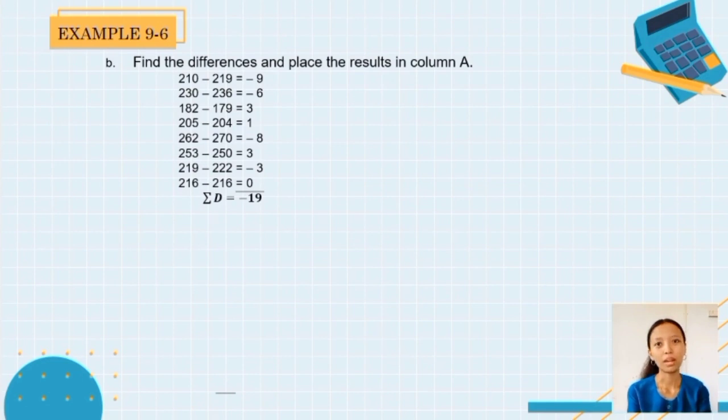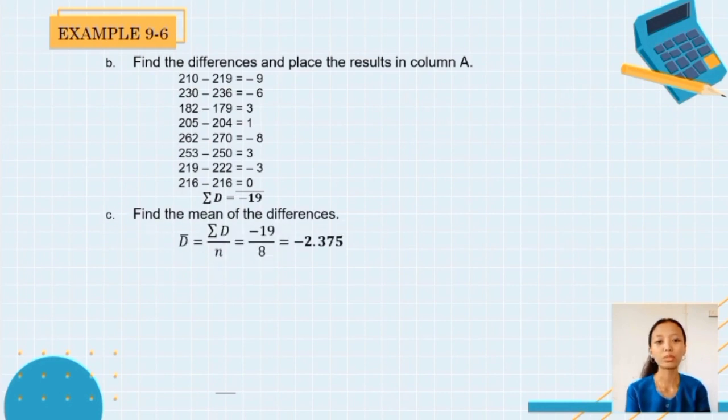So, what is the formula for the differences? D equals X sub 1 minus X sub 2. We are just going to subtract X sub 1, which is 210, minus 219, which is the X sub 2, and it will be equal to negative 9. 230 minus 236 equals negative 6, and so on. And lastly, we are going to add these differences to solve for the sum of D. So the sum of D is equal to negative 19.